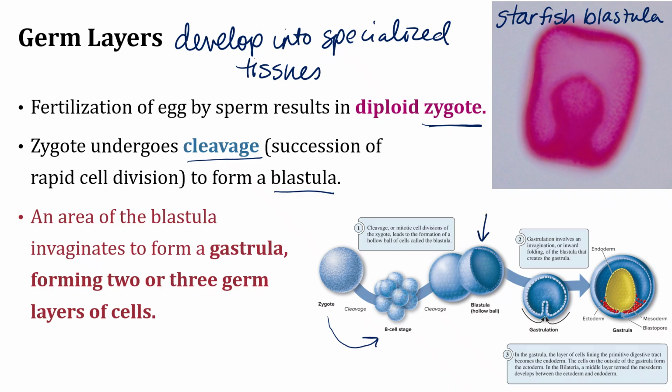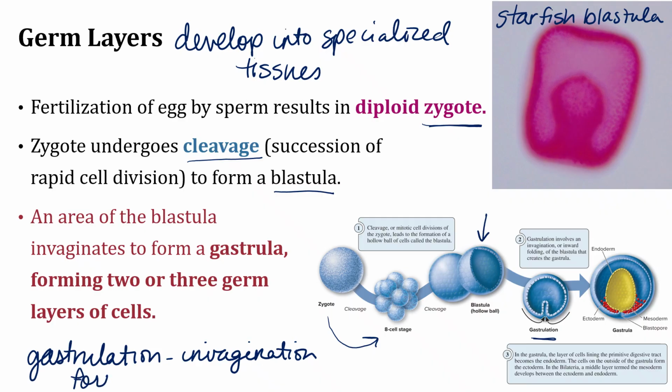A blastula is essentially a hollow ball of cells. And inside that blastula, we're going to form a structure called a gastrula. The gastrula is basically a pocket or an indentation that forms inside that bubble. So the process of gastrulation is an invagination of that outer layer forming the gastrula.